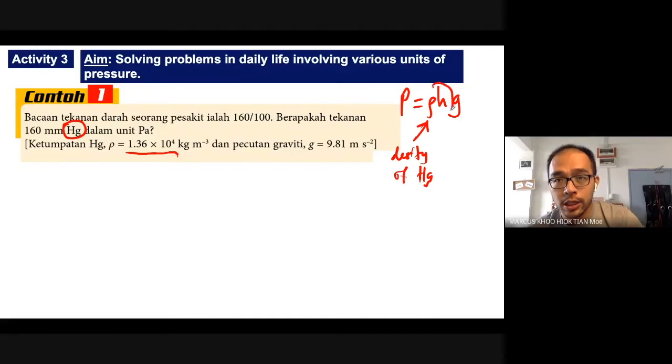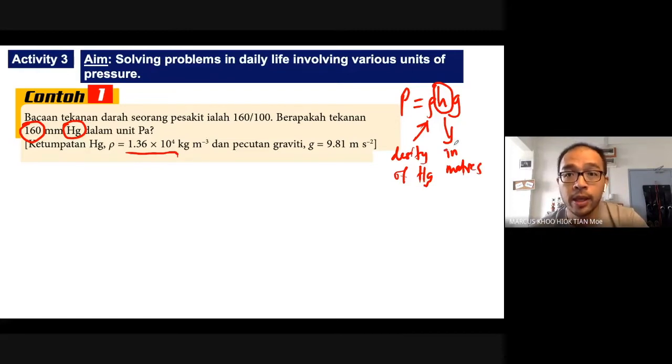H refers to the height at the certain pressure. So for example, if it's 76 centimeters, or in this case, 160 millimeters. The only thing you have to remember is the H must be in meters. So you have to convert the H to meters before you can calculate the whole thing. And then g is our very good friend since the beginning, 9.81.